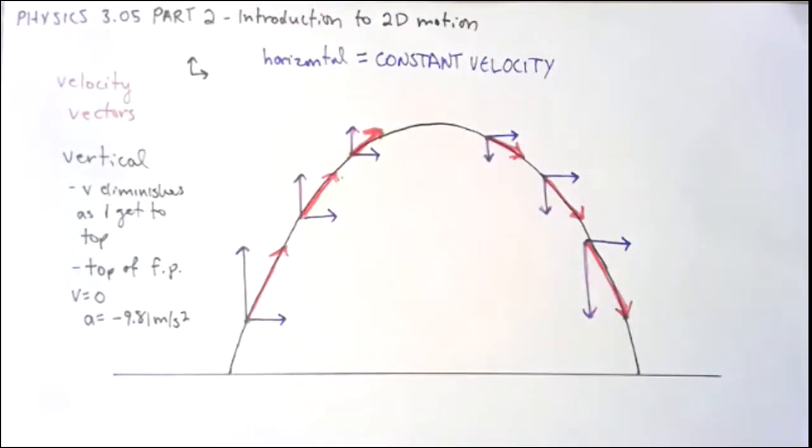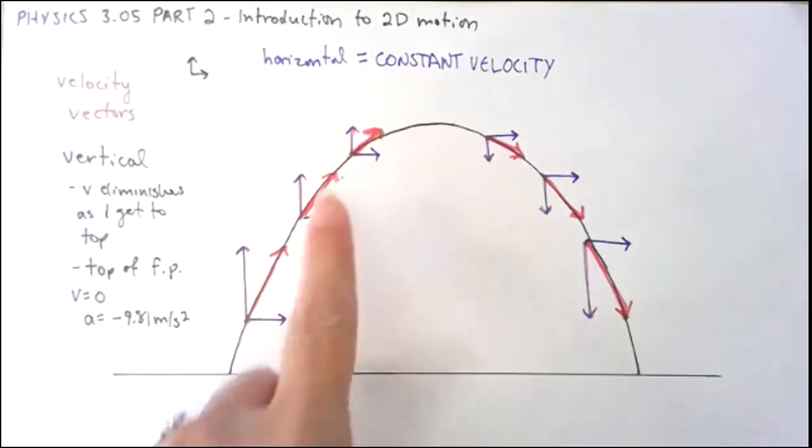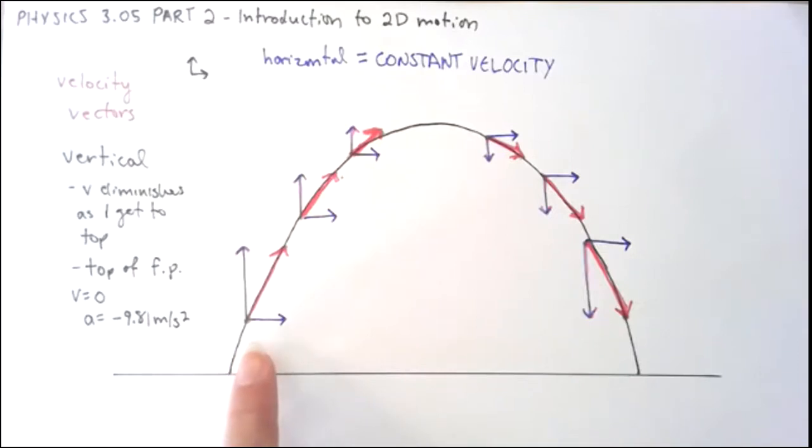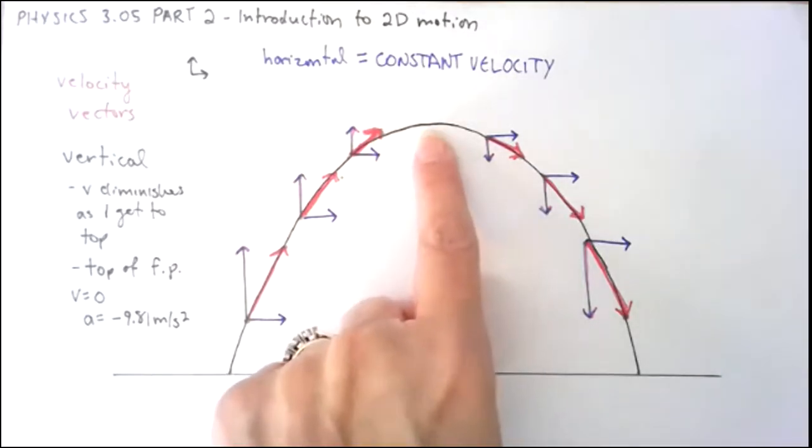Constant velocity, guys. So when I launch this, my velocity in the vertical changes, but my horizontal stays constant the whole way through. So maybe you noticed what I'm missing. You're like, wait a minute, well, what about here?